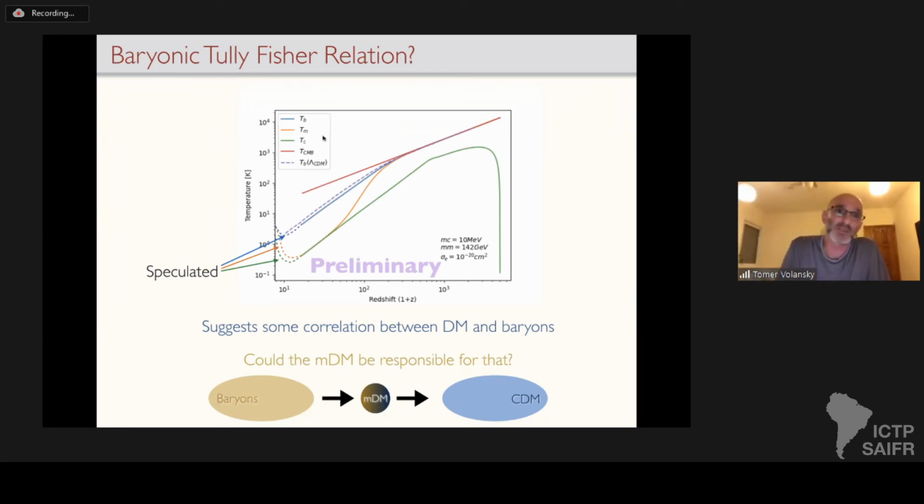All right. So this is the temperature evolution in this scenario. The orange here is the milli-charged particle, and it starts by being correlated with the baryons, as we discussed, and at later times it moves and goes into thermal equilibrium with the cold dark matter. And this transition here can correlate in principle the baryons and the cold dark matter that would later produce these asymptotic velocities.